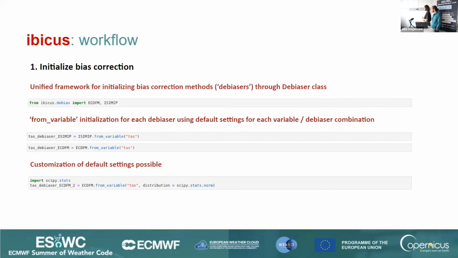And just to take you through the workflow, we have one common debiaser class of which all the individual debiasers are child classes. So you import the debiasers, and then you can initialize the debiasers for a specific variable. And you see here that initialization from variable works via default settings for that specific bias correction method for that variable. So it automatically knows, for example, for temperature, you maybe use a normal distribution in that bias correction method. But if you, for example, want to try out a beta distribution or something like that, you can customize this by using from variable again, but overwriting the distribution as shown below.